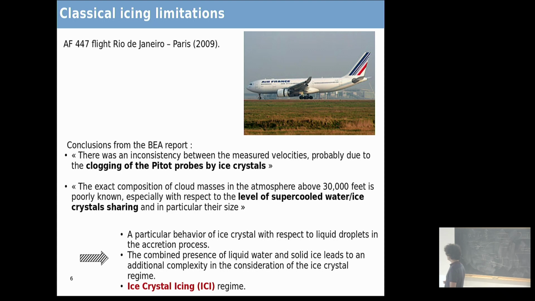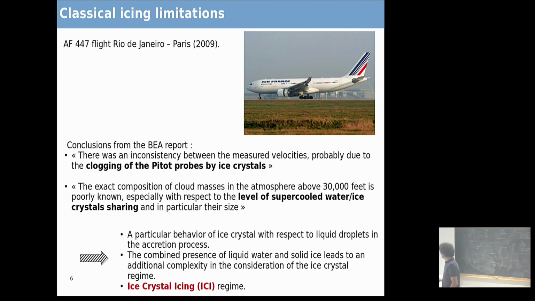And the conclusion from the BEA report, the agency who led the investigation, was that there was an inconsistency between the measured velocities, probably due to the clogging of the pitot probes by ice crystals. That was the first thing. Then, second thing, that the exact composition of cloud mass in the atmosphere is poorly known, especially with respect to the level of supercooled water, ice crystals sharing in a particle their size.